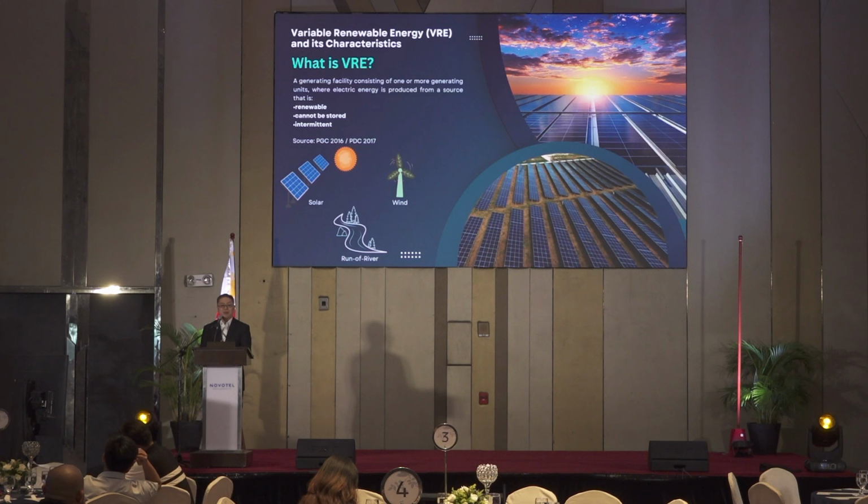In Meralco's definition, we have renewable EGs, but these can also be classified between non-variable and variable EGs. The main difference is that non-variable EGs have direct control over their output, based on the fuel source, and variable EGs have intermittent or varying output. So I'll just give a brief explanation on the VRE. What is VRE? It's a generating facility consisting of one or more generating units where electricity is produced from a source that is renewable, or cannot be stored unless you're using a battery, or is intermittent in nature.